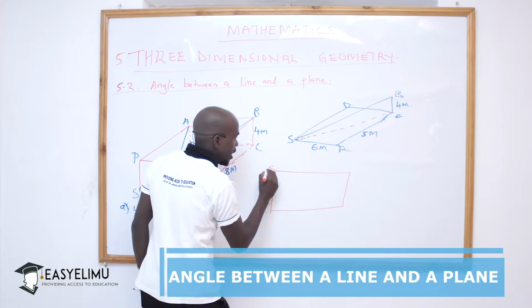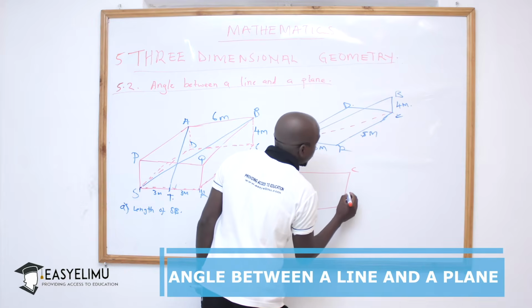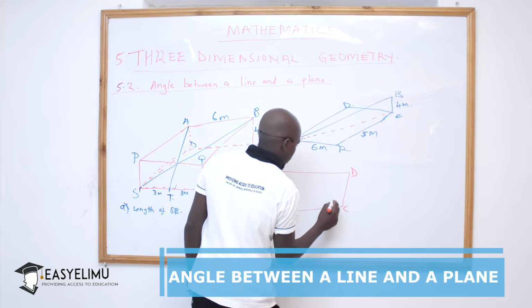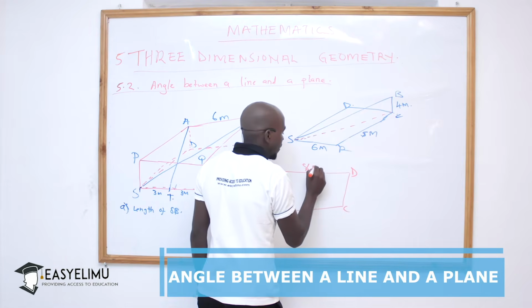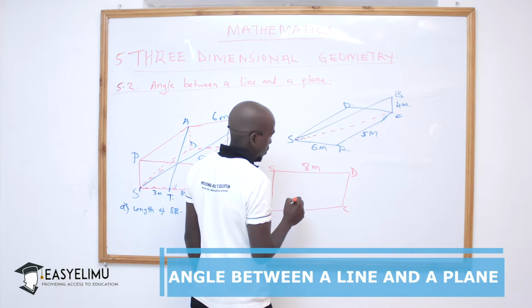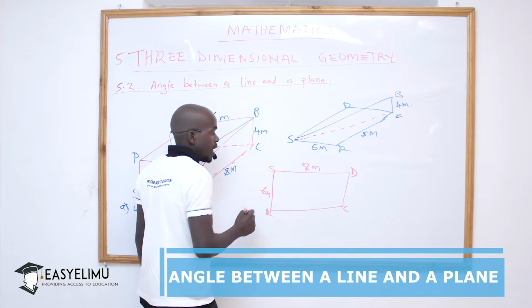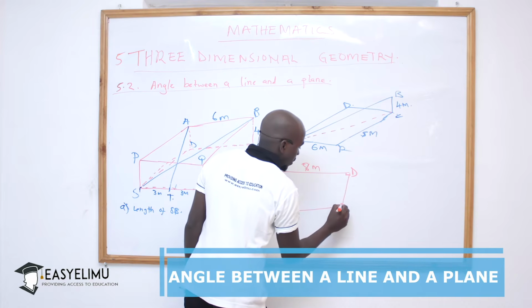I have here S, R, C. This is D, this is C. This is a rectangle with 8 meters as length, and this is 6 meters as width. And remember, in a rectangle, all the corners are 90 degrees.